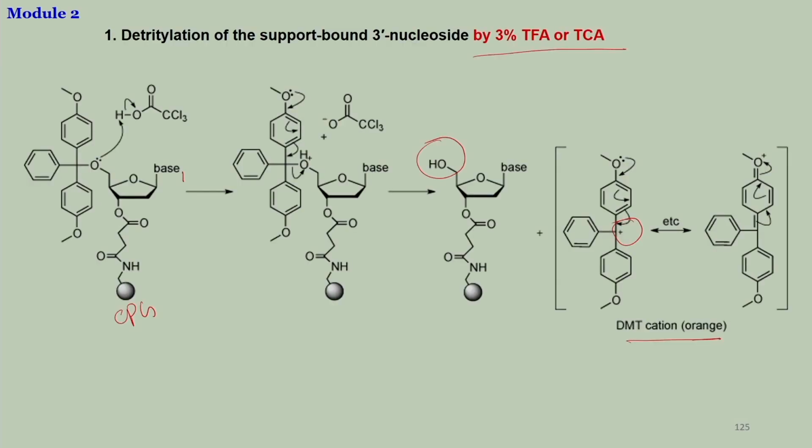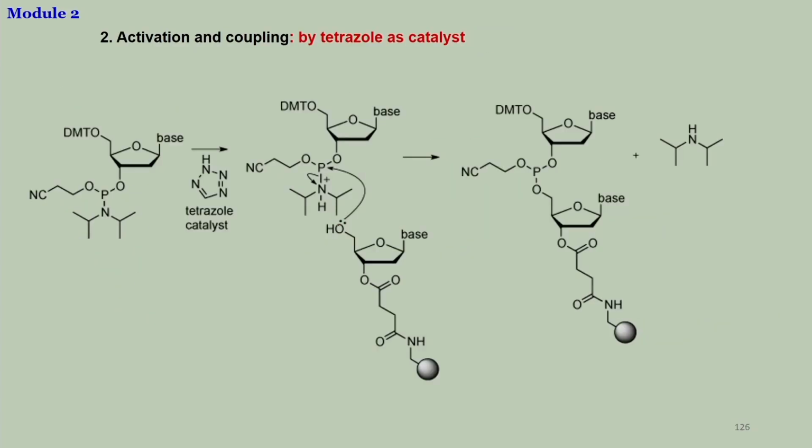So, DMT will be out, and you will have a free hydroxyl group. This is the most crucial step actually. And now you have this free hydroxyl group with the solid phase attached, base 1. Now you pump in your phosphoramidite. This is your phosphoramidite. This is base 2 with the DMT protection at the 5' end, and this molecule is pretty stable and therefore is less reactive.